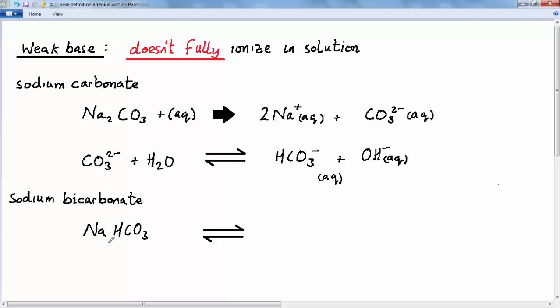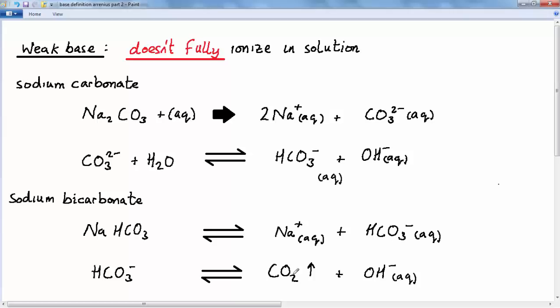So for example, go to your kitchen cupboard, get a jar of baking powder, get a teaspoon of baking powder, put it into water and stir it around. You'll notice that it doesn't completely dissolve, whereas soda suds or sodium carbonate will. So for that reason I've got this reversible reaction sign here, so it's not fully soluble. And so that ionizes into aqueous sodium ions and aqueous bicarbonate ions. Now the bicarbonate ion will then go on to form carbon dioxide gas and hydroxide ions.